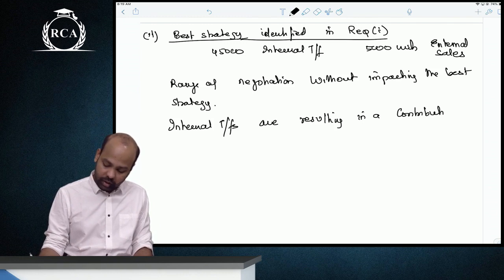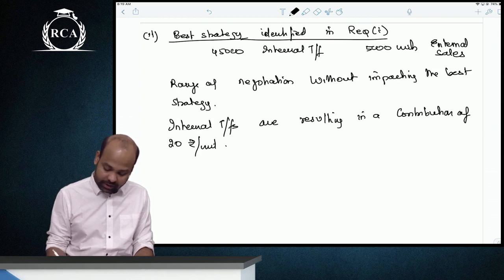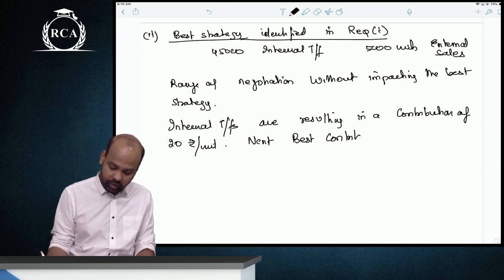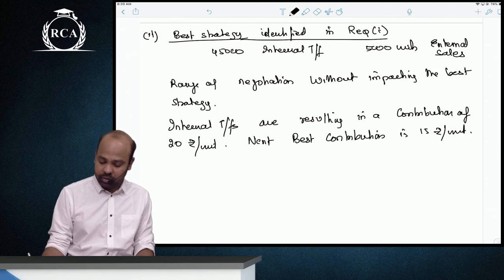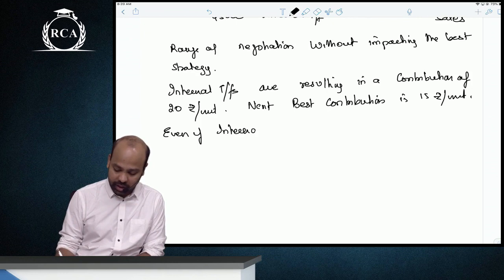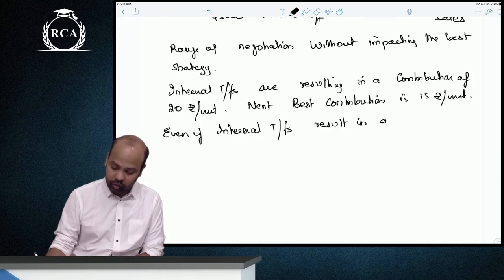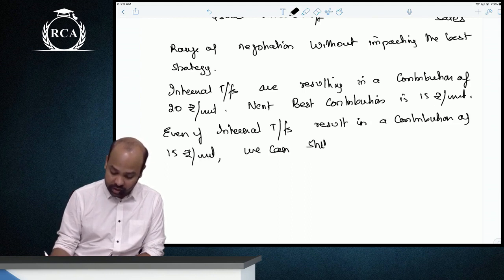Are resulting in a contribution of 20 rupees per unit. The next best contribution is 15 rupees per unit, guys. So even if internal transfers result in a contribution of 15 rupees per unit, please pay attention, guys, we can still transfer 45,000 units. We can still transfer, yes or no?